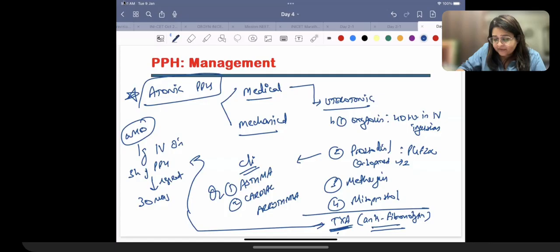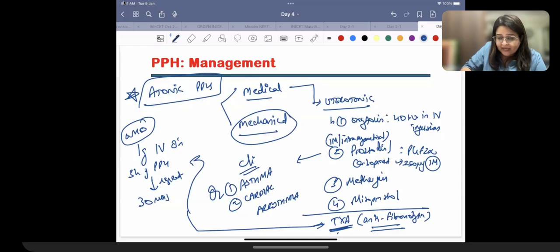Dose of carboprost, if you want to remember, it is 250 microgram. More than the dose, the route is important. The route is intramuscular or intramyometrial. At the time of cesarean section, if bleeding is happening, you can directly inject inside the myometrial tissue. So the route is important. It should never be given intravenous. It can lead to sudden cardiac arrest. So this is the medical treatment.